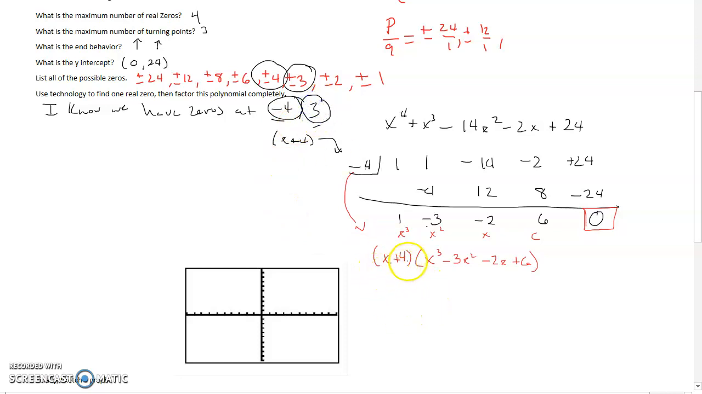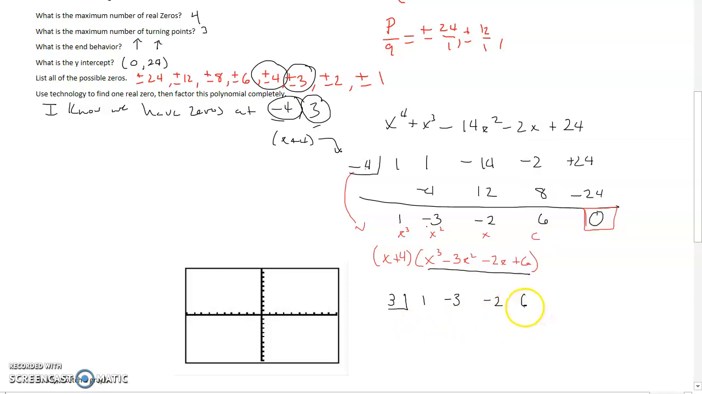So now we're going to take this one. I know there's a factor of 3 in there because I found it at the very beginning. I didn't factor it out yet. And we're going to do synthetic division with 3. The coefficient in front of x cubed is 1. The coefficient in front of x squared is negative 3. The coefficient in front of x is negative 2. And then our constant term is 6.